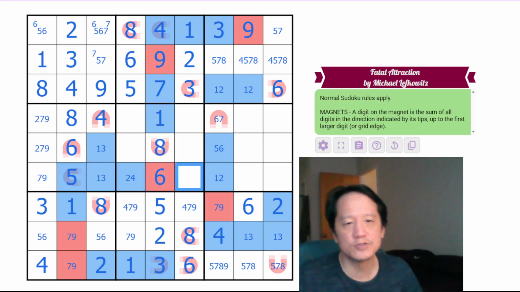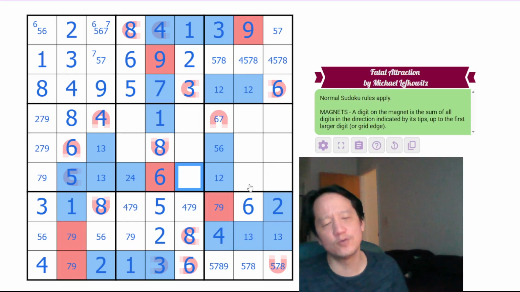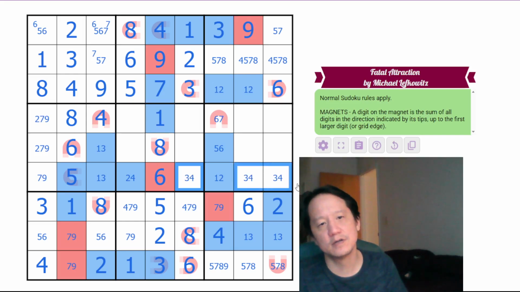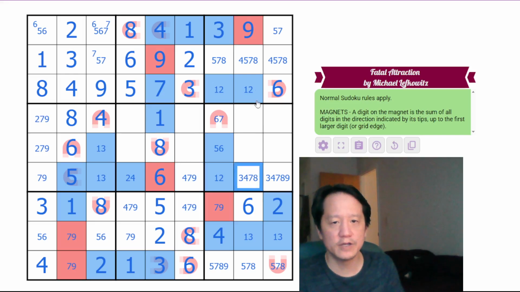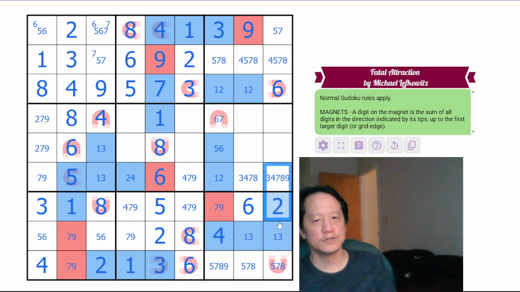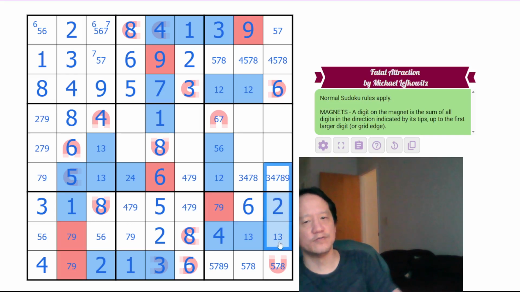Remaining digits of row 6: we have 3, 4, 7, 8, 9. No 3 or 8 here because of 3 or 8 in the column. No 9 here because of 9 in the column. This could still be the sum of 3 digits here.